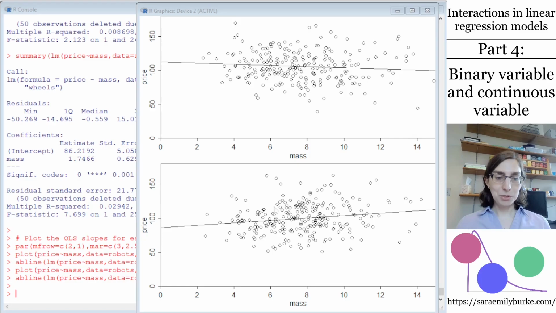And this bottom scatter plot is a set of points for the robots with wheels, and this regression line is the ordinary least squares regression line for that set of points. But these also are the regression lines that you would get from the full regression model with the interaction, focusing on the simple association in the case where the robots have legs, and the other simple association in the case where the robots have wheels.